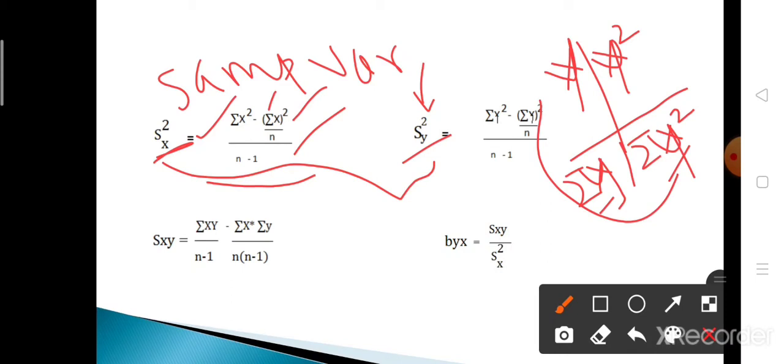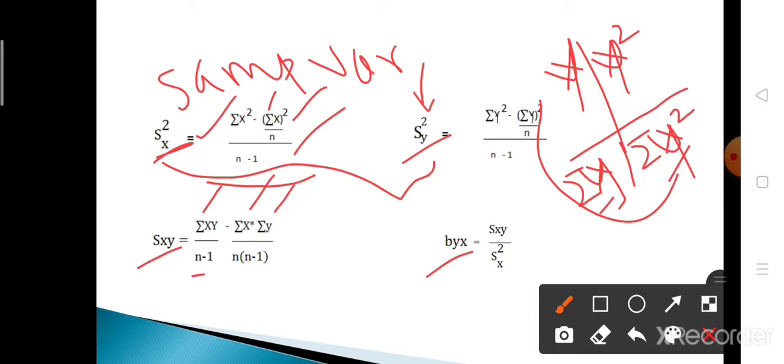What is the formula for calculating the SXY? This SXY value is needed to find the value of BYX. So first calculate the value of SXY. The SXY formula is summation x into y divided by n minus 1, minus summation x into summation y whole divided by n into n minus 1.